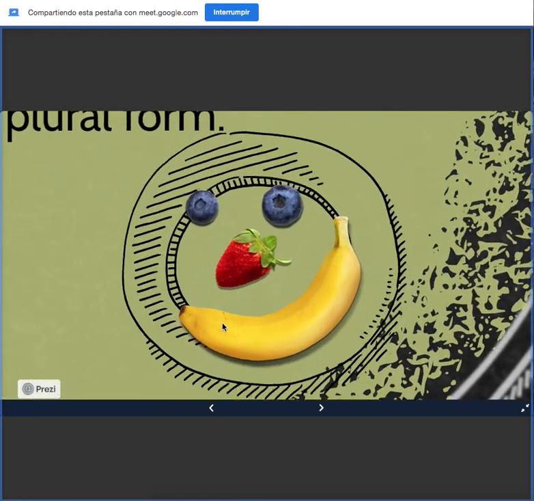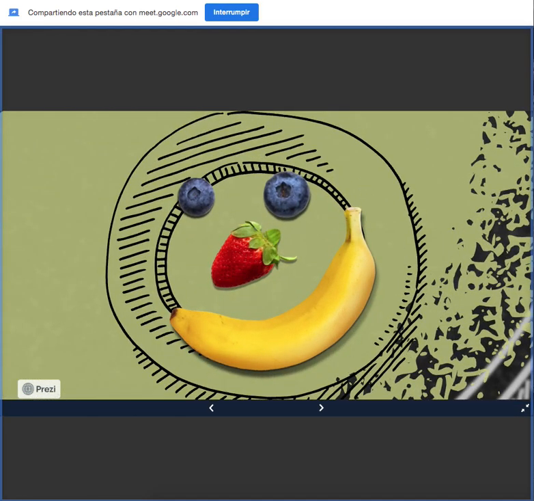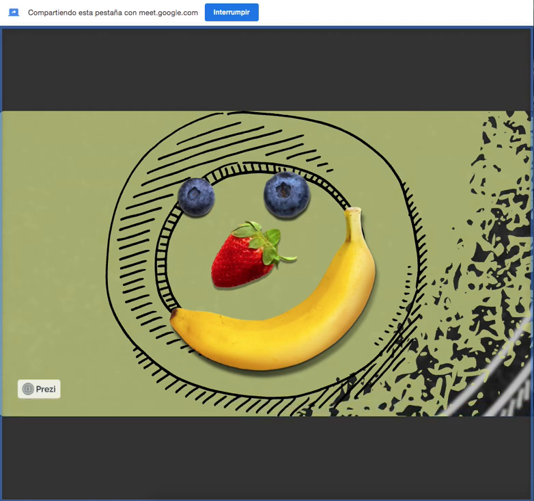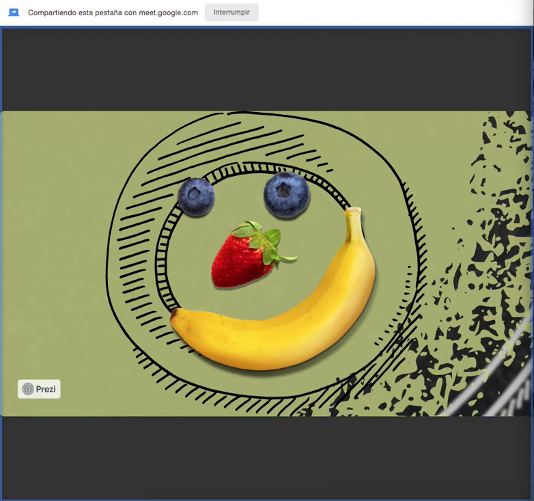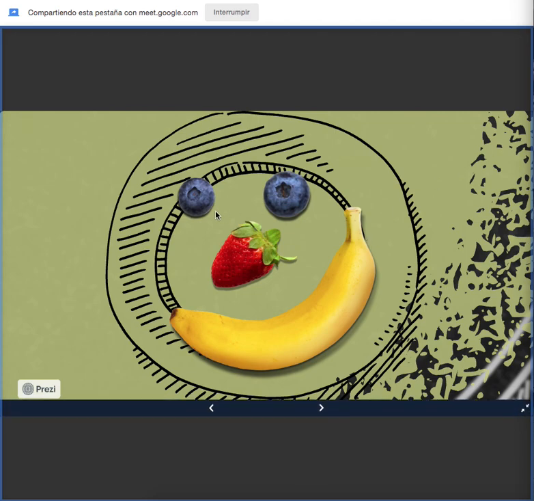So let's take a look at this. What did you have in this plate? What is that? Guys, what did you have in the plate? What are you looking at? What is that? A banana. A banana. And strawberry and blueberries.